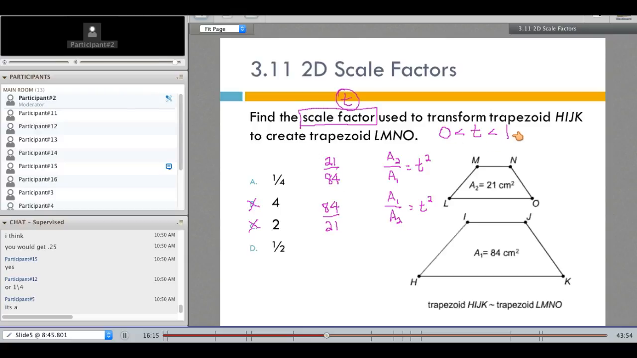Hopefully, poor Sarah, she was my guinea pig. But I love it when you guys make mistakes in here because there's no consequence, right? This isn't the actual quiz yet. And when you get to the quiz, you're going to remember it. Okay, good, Sarah. I'm glad you're a good sport about it.